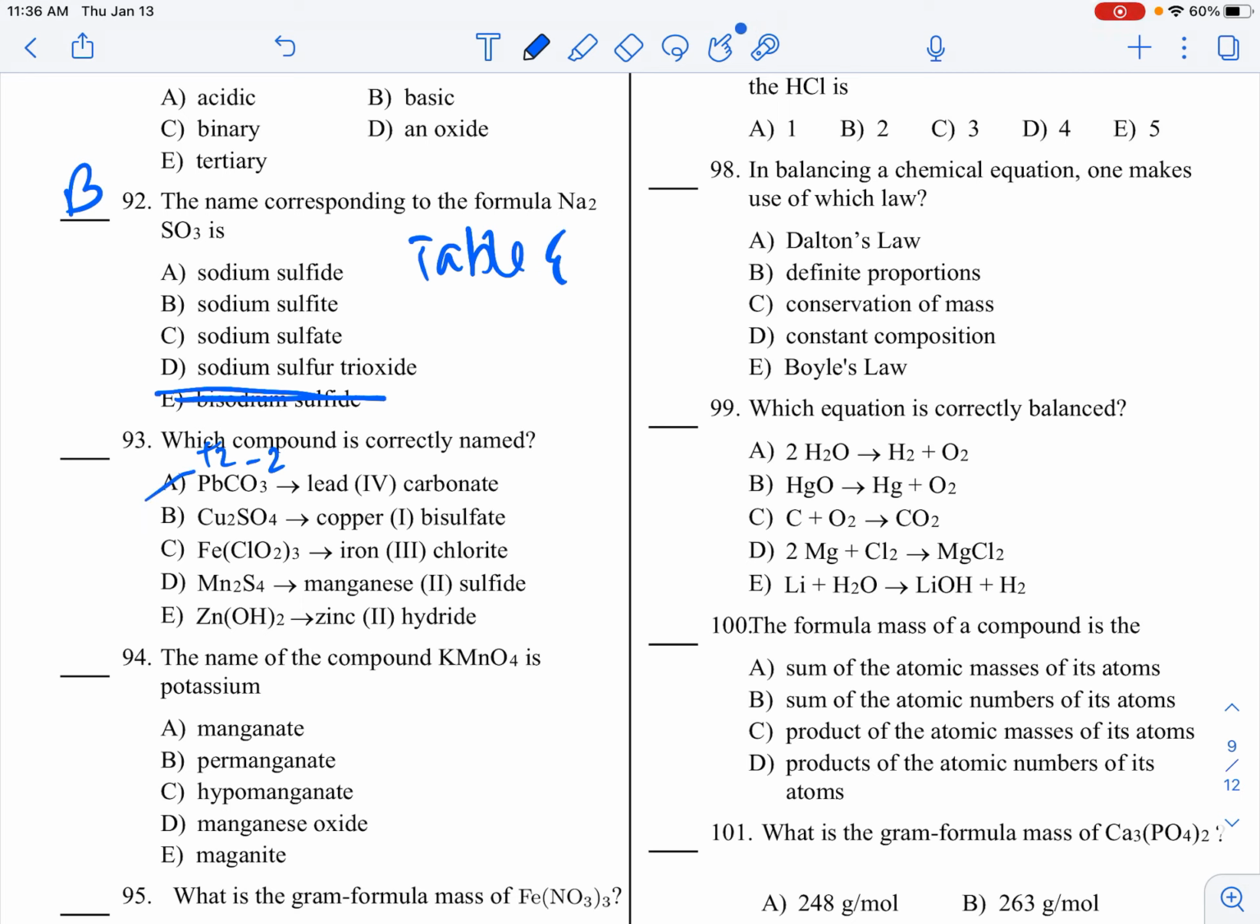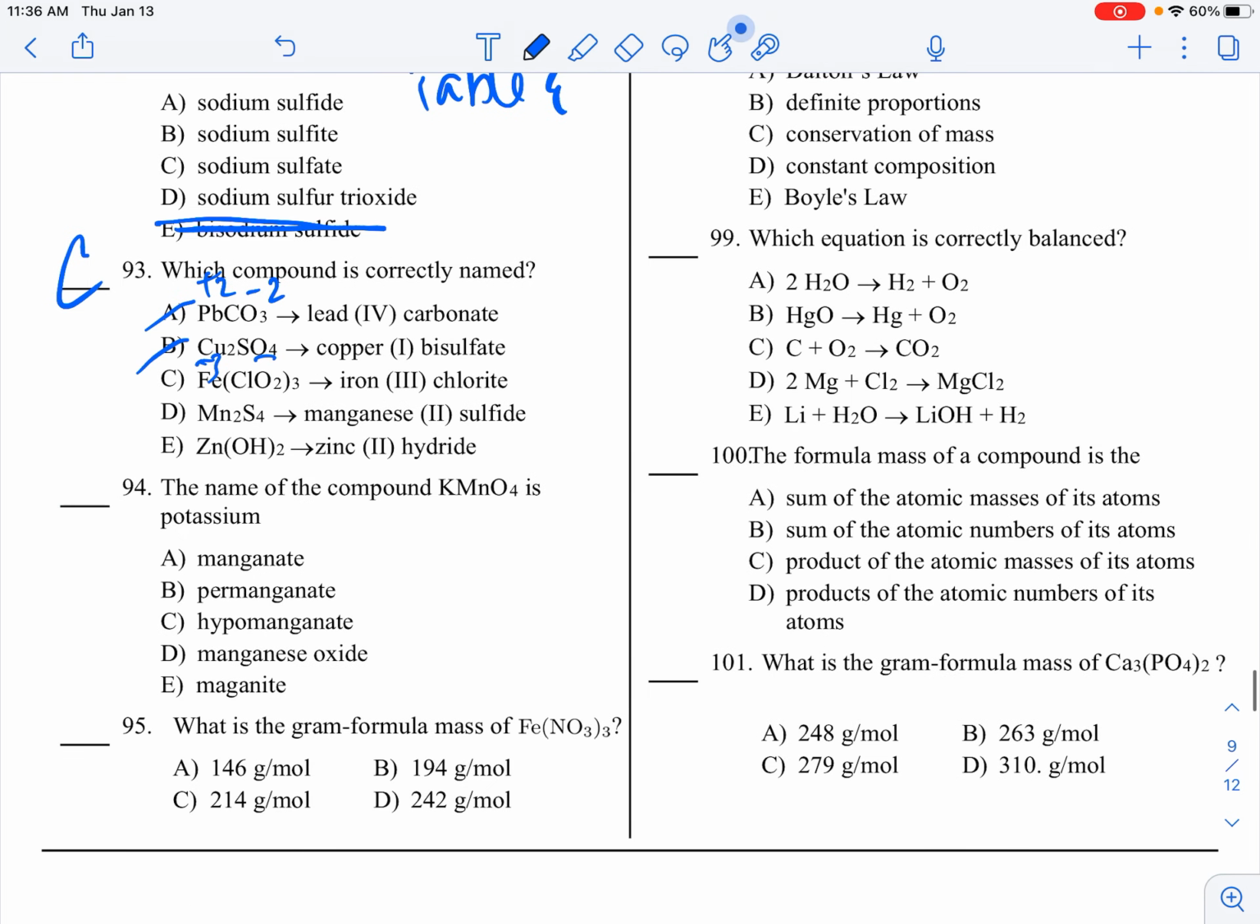Copper 1 bisulfate. This is just regular sulfate. Iron 3 chlorite. So iron plus 3 works. Is that chlorite? Chlorite is ClO2. Yep, that's it. I'm going to stop there. What is this? Potassium. Okay, that's my favorite, permanganate.